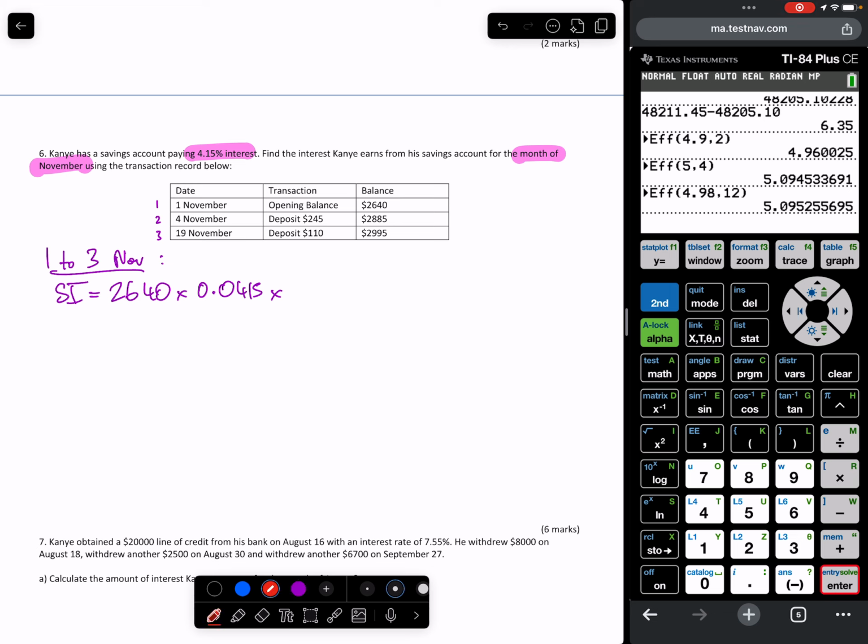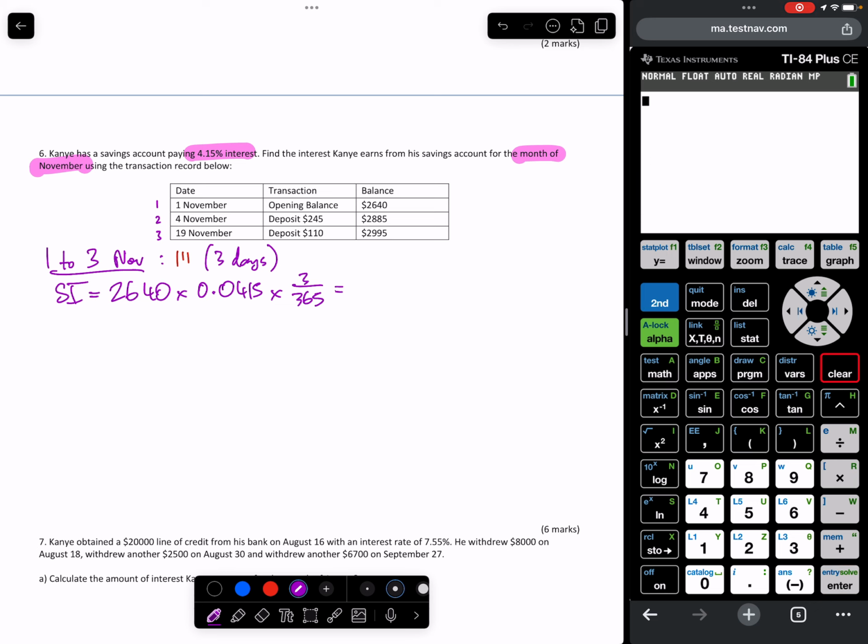Remember, counting includes the first day except for credit cards. So this is not credit cards, so you count all the days. 1st, 2nd, 3rd of November, that's 3 days. So 3 on 365 equals 22,640 times by 0.0415 times by 3 divided by 365. 0.90 rounded to 2 decimal points.